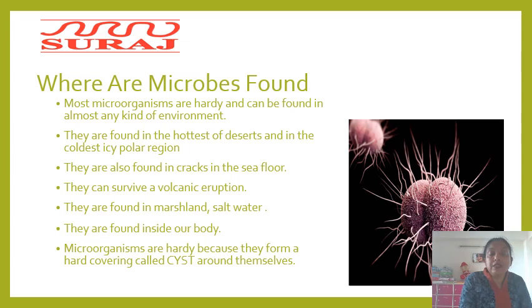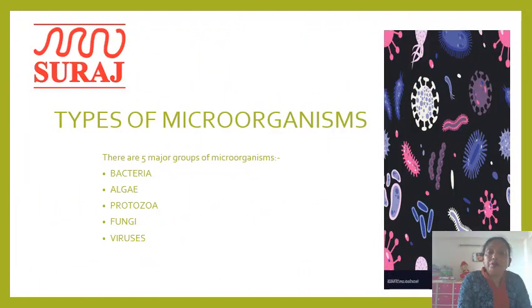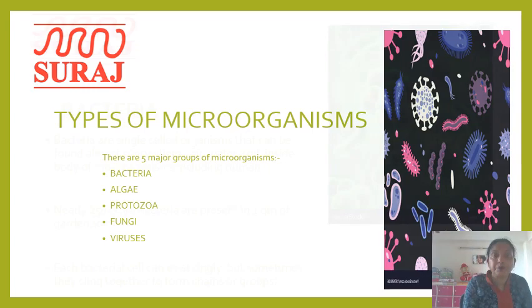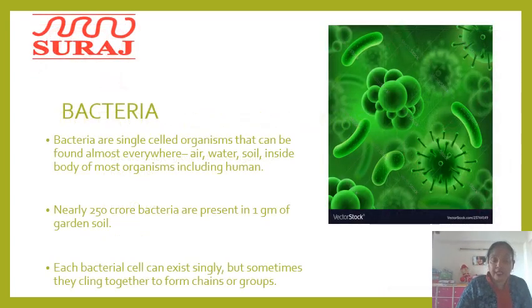Now next comes different types of microorganisms. Basically there are 5 major groups of microorganisms. What are they? Bacteria, algae, protozoa, fungi, viruses. Now in the following slides, I will tell you in detail about all these different types of microorganisms. First let's start with bacteria.